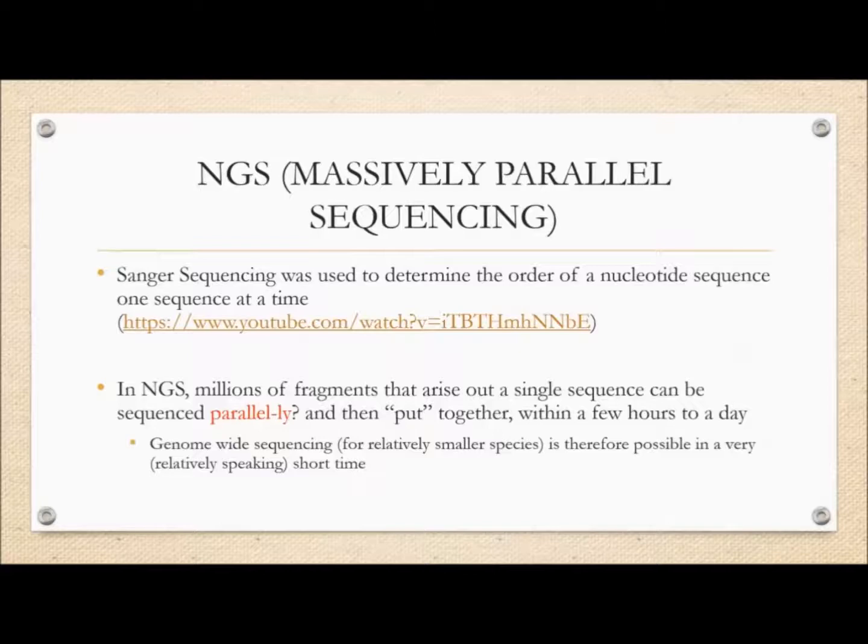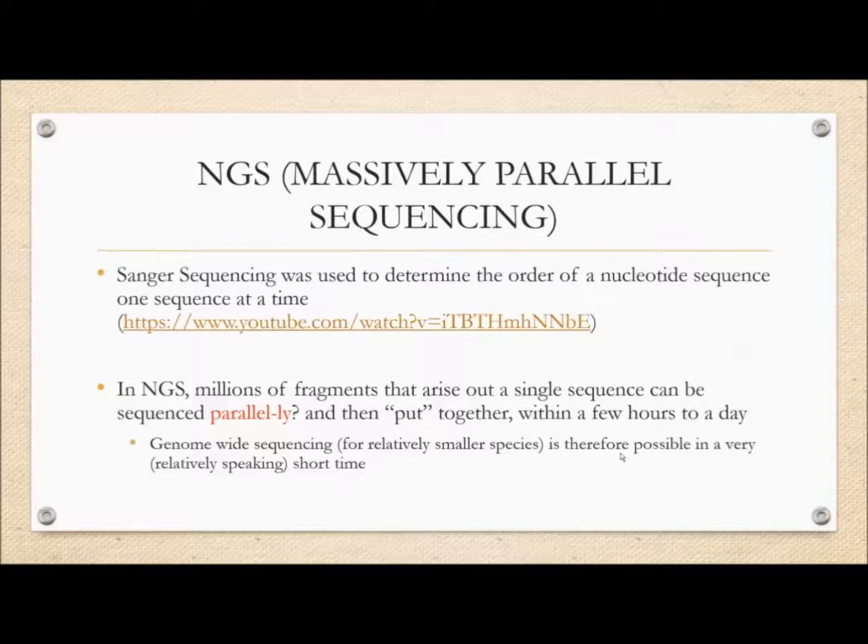Okay, so again, I hope that was a nice little refresher on Sanger sequencing. In next generation sequencing, millions of fragments that arise out of a single sequence can be sequenced in parallel and then put together within a few hours to a day. Genome-wide sequencing for relatively smaller species is therefore possible in a relatively short time.